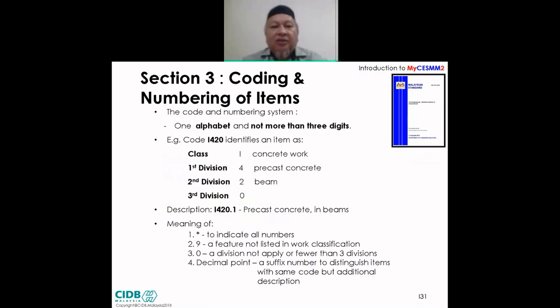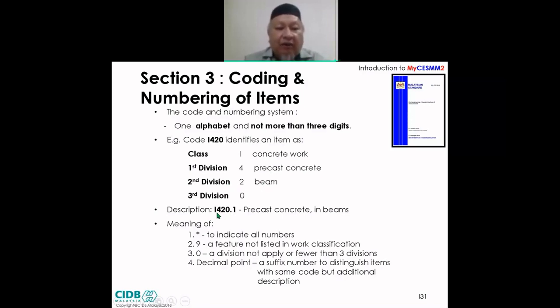Next, the interesting part also, the coding. So the coding will consist of one alphabet and three digits. The example, this one. This is not one, this is I. I420. The first alphabet here comes from class I actually, and I is meant for concrete work. The first digit is from the first division, the second digit is from the second division, and the third digit is from the third division. For the first division 4, and second division 2, and third division 0, it means 4 under precast concrete, wherein another division number 2 means beams.